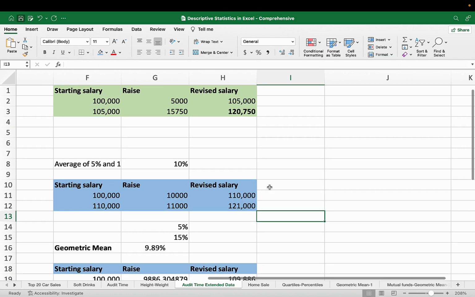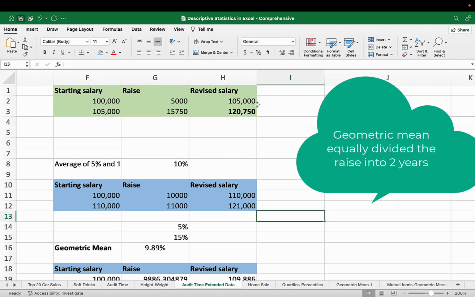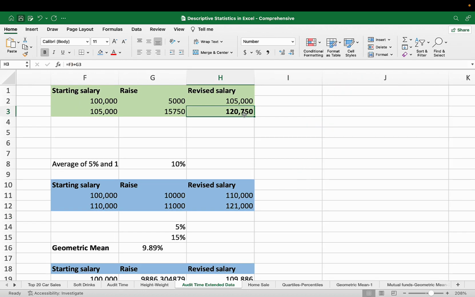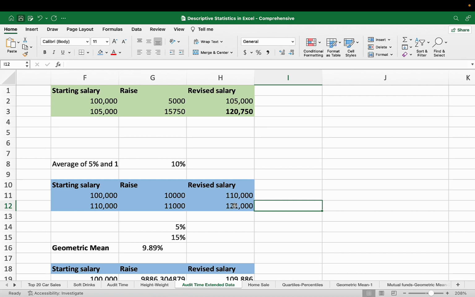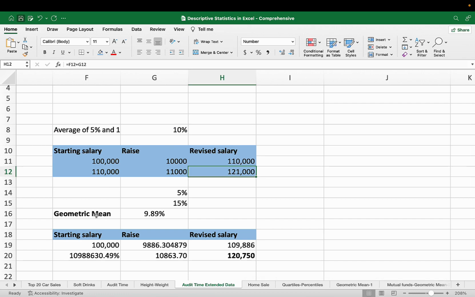I will repeat this point. When we are calculating salary and we calculated manually, your final salary turns out to be 120,750. If we use arithmetic mean that we did here, it says that your salary should be 121,000, which is wrong. However, when we use geometric mean, it will be 9.89%. It gives us exactly the correct one.